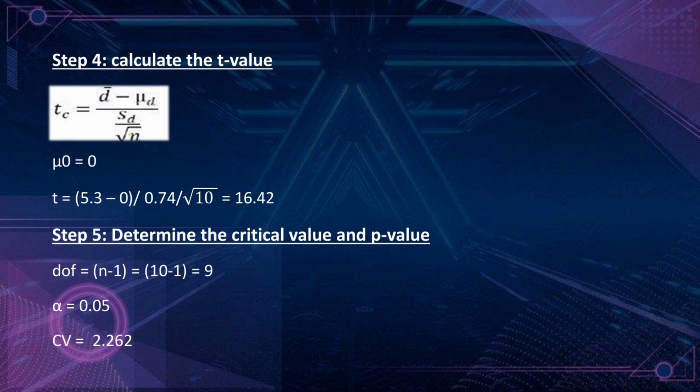In the fifth step, we need to find the critical value and p-value. For finding the critical value, we need to find the degrees of freedom. Degrees of freedom is equal to n minus 1, which is 10 minus 1 is equal to 9, and here the significance level is 0.05. Comparing this with the statistical table, we get the critical value as 2.262.